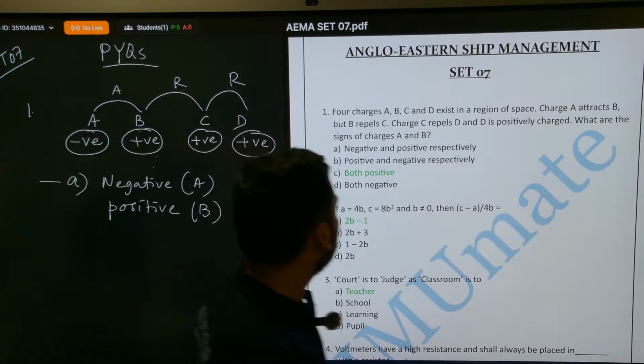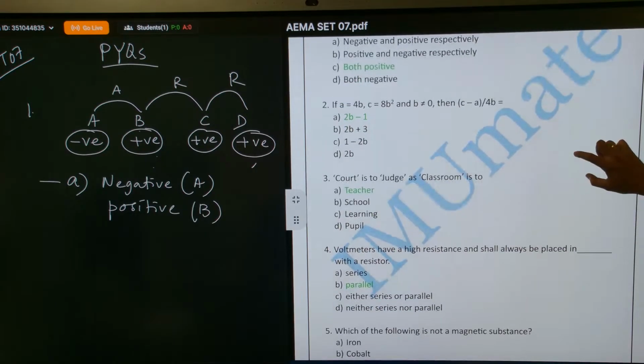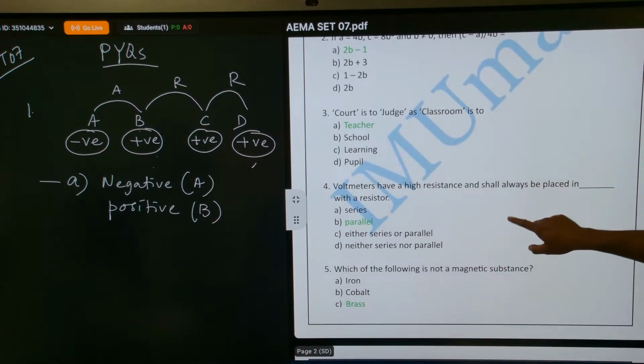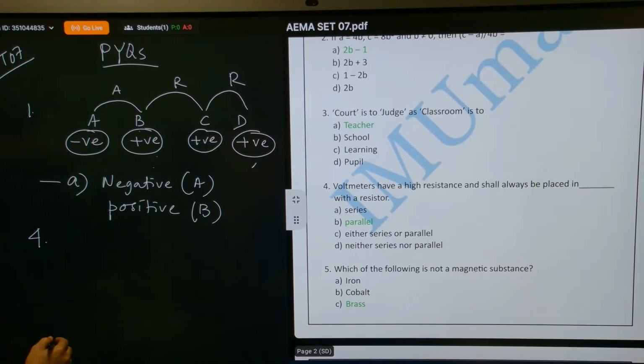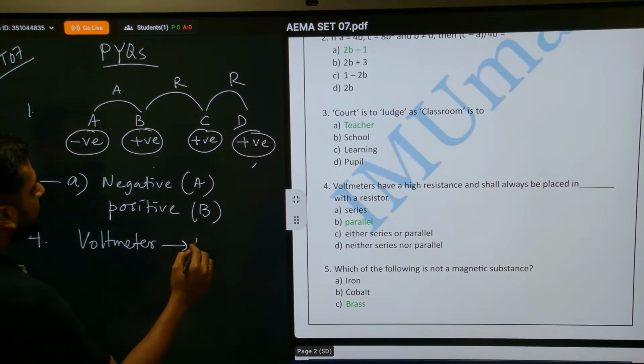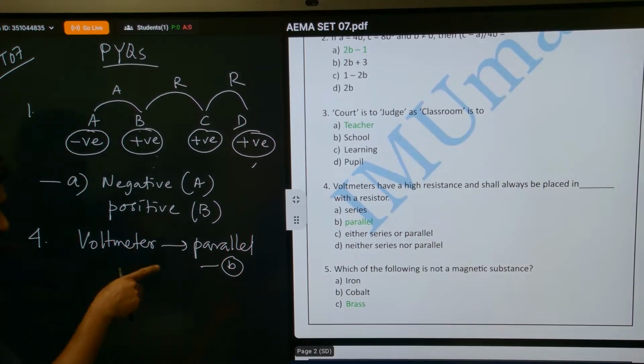Okay, now we've already solved the 4. I write down the answer also only. Voltmeter has high resistance, always connected in parallel. Voltmeter connected in parallel combination. This is a repeat question.